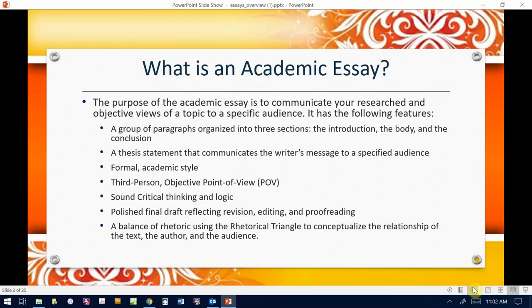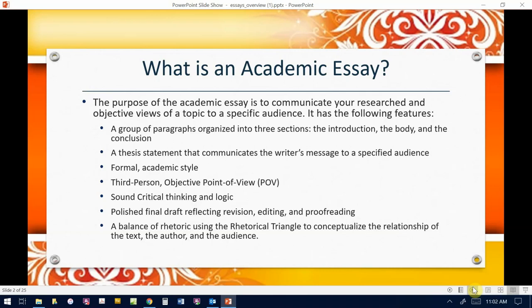We must have a thesis statement that communicates the purpose and the position of the writer. It's going to be written in a formal academic style and third-person objective point of view, not first person, which would be I or me in first person singular, or we or us in first person plural. And it's not written in second person, which is you, right? It's written in third person, which is he, she, it, they, them. There are exceptions, and again, every essay assignment is going to lay out what you can and can't do, so just pay attention to your handouts.